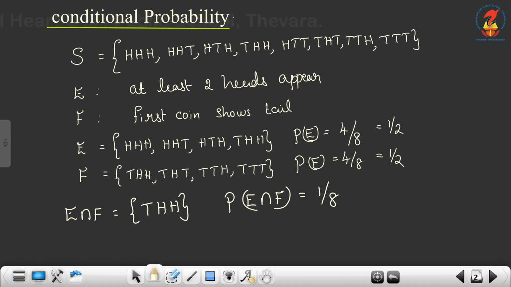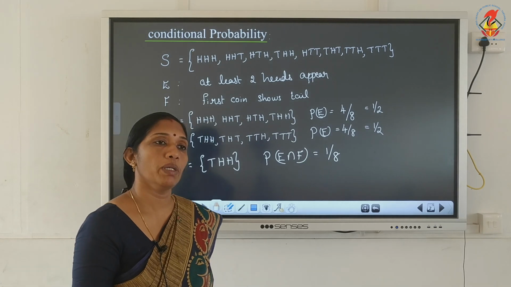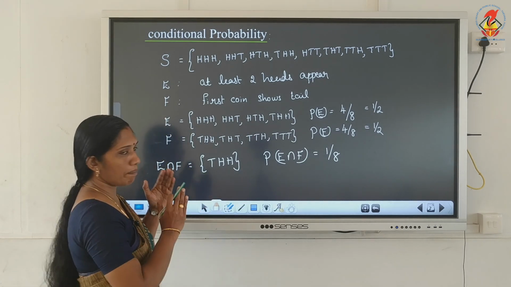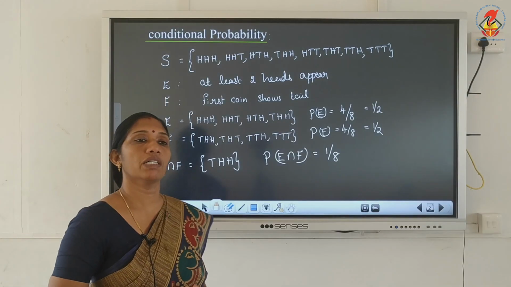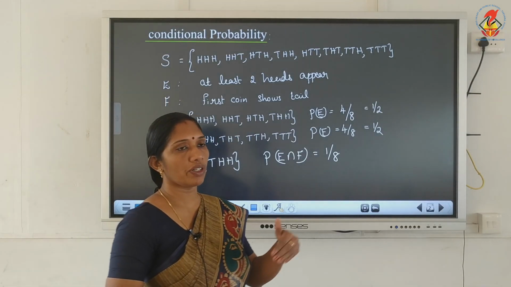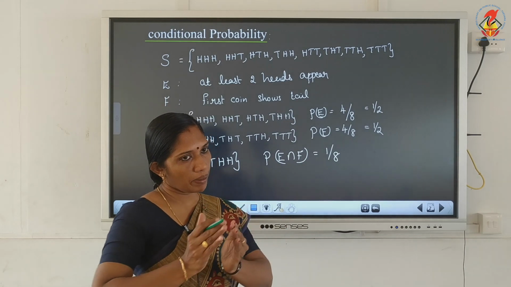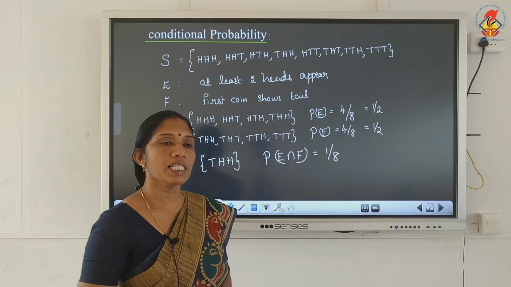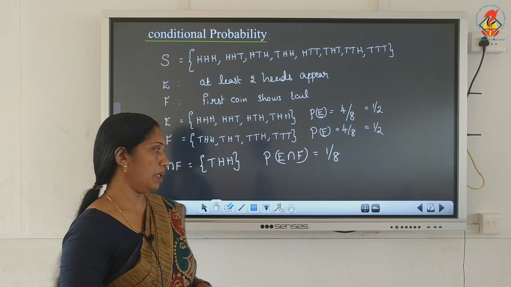Now, suppose we are given that the first coin shows tail. Then what is the probability of occurrence of E? So here F happened first. After that we have to find what is the probability of occurrence of E. So E is depending on F. F happened first, then only E. That is known as conditional probability.